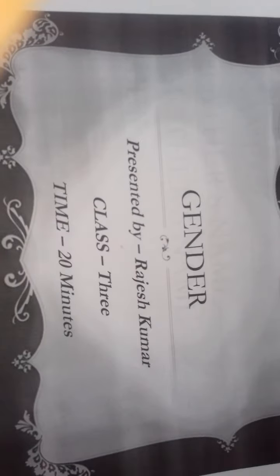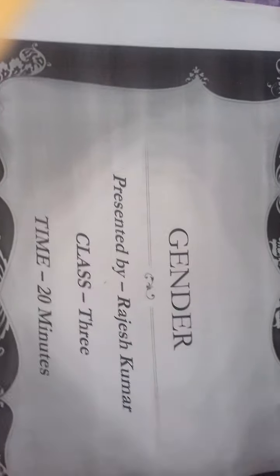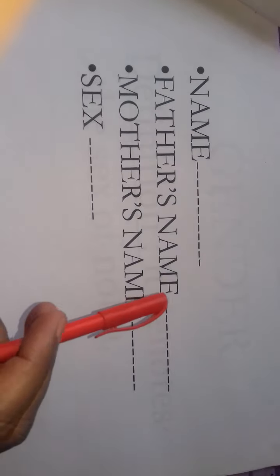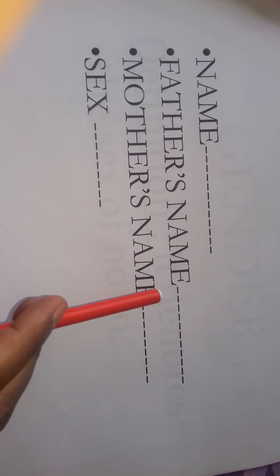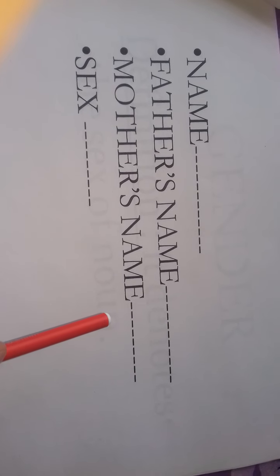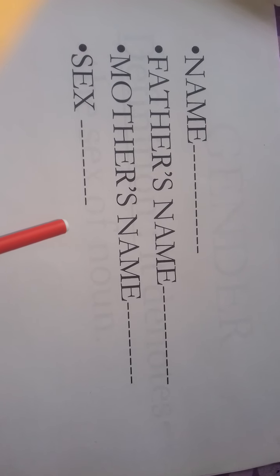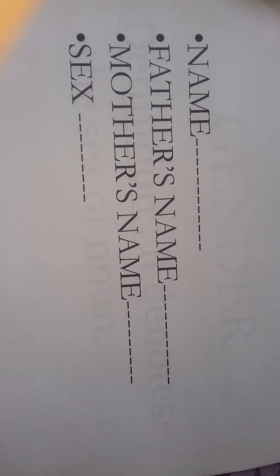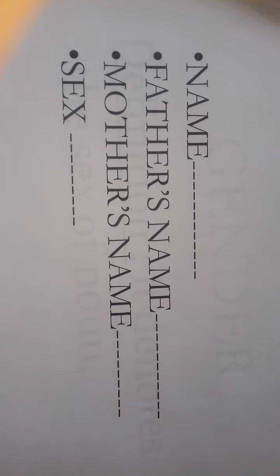Today we shall read gender. First of all, you should write your name. After that, you will write your father's name. Now you should write your mother's name. And when you fill up the form, that time you also fill sex. In sex, you write male or female.